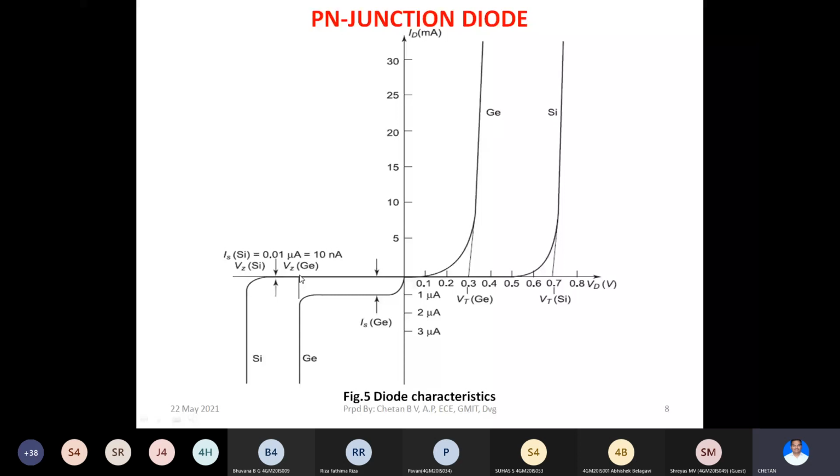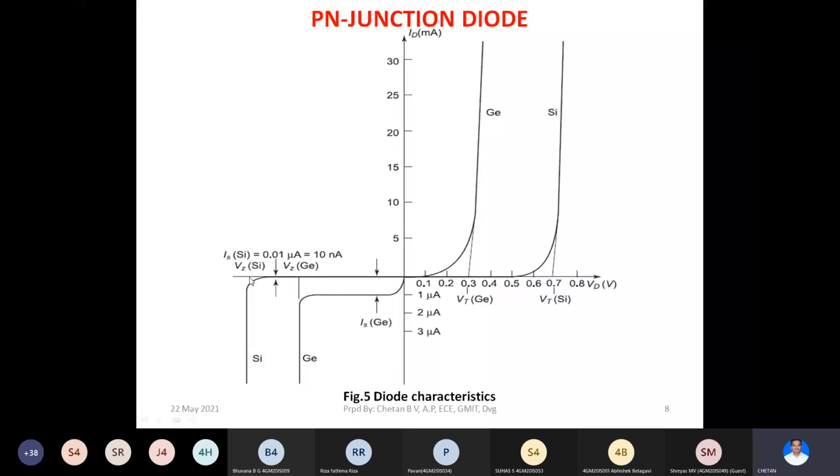In case of a silicon diode, the reverse saturation current will be still less. It will be around only 10 nanoampere. So it looks as if it is grazing the x-axis, but actually it will be a small finite value, which is around 10 nanoampere. So here the reverse breakdown voltage will be still greater than the reverse breakdown voltage of germanium. So it will be around 20, 30, and 50 volts. So these are the typical values of reverse breakdown voltage.